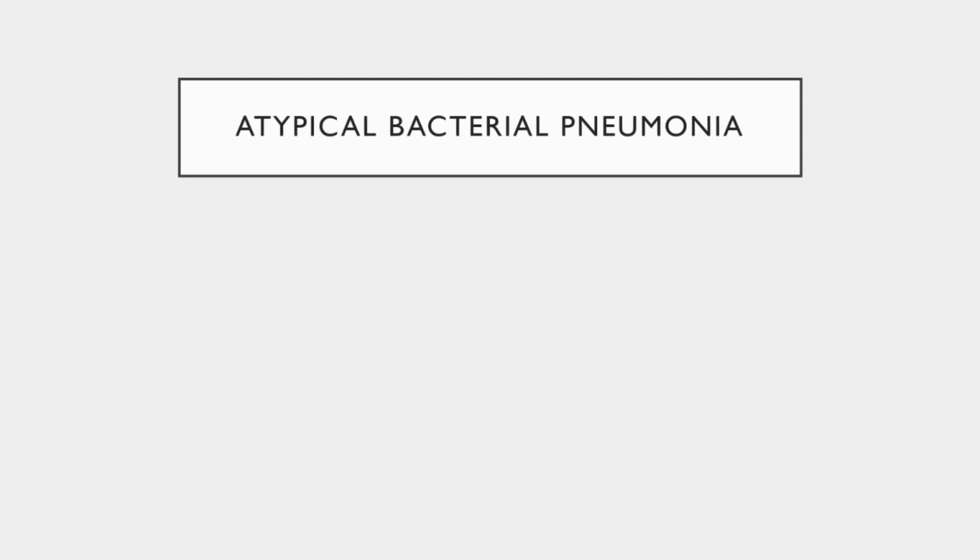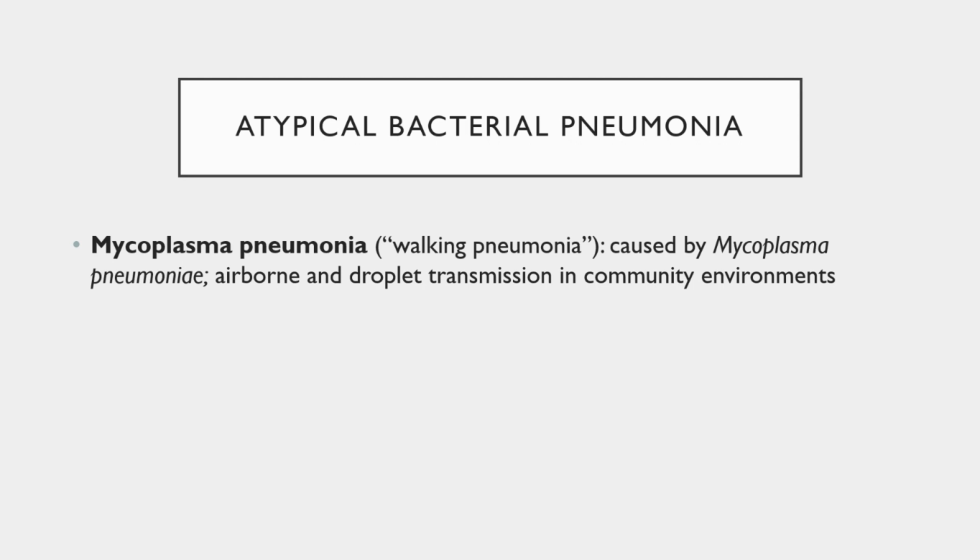And then there's atypical bacterial pneumonia. So atypical bacterial pneumonias can have a wide variety of different causes that are much less common than typical bacterial pneumonia. We're just going to highlight a few of them here. Mycoplasma pneumonia, which is also known as walking pneumonia colloquially, is caused by the species Mycoplasma pneumoniae, and it exhibits airborne and droplet transmission, and it's especially common in community environments, like assisted living facilities, for example.